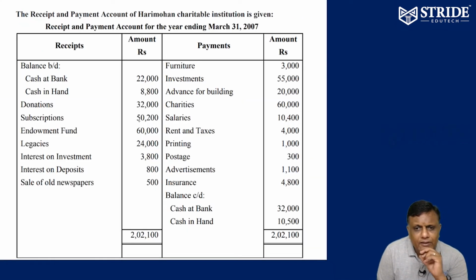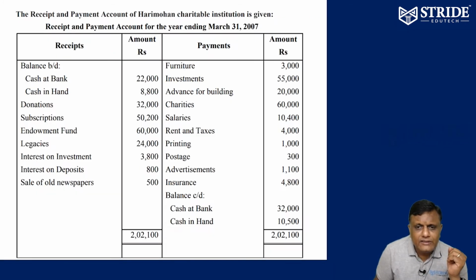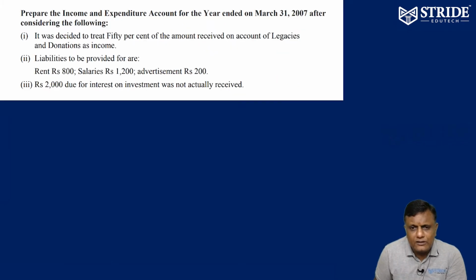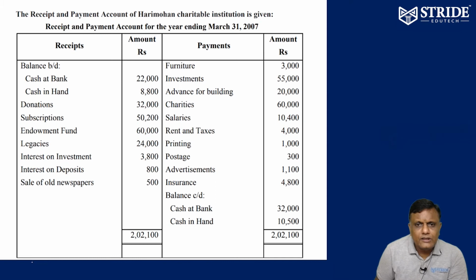Subscription, how much have we received? 50,200. That is purely income, of recurring nature. Is there any adjustment for subscription given here, such as subscription in advance or accrued subscription? Nothing is given. Whatever subscription we received, we can consider it purely income. There is no adjustment. So by subscription, 50,200. Right.